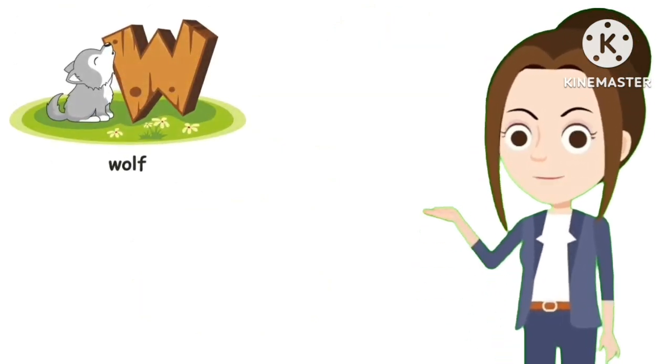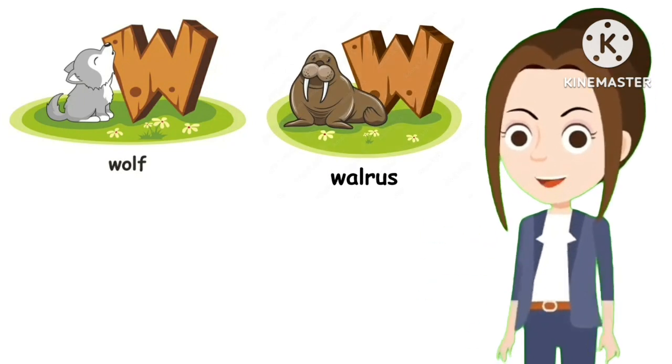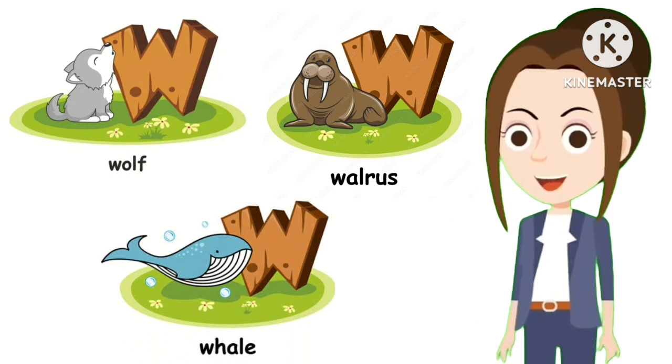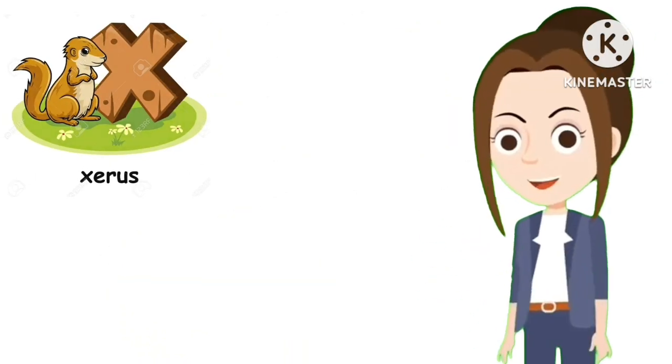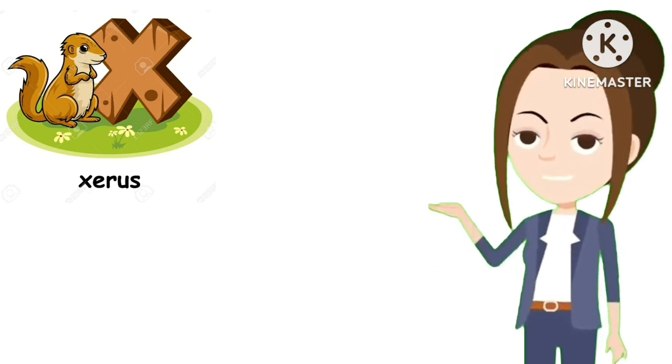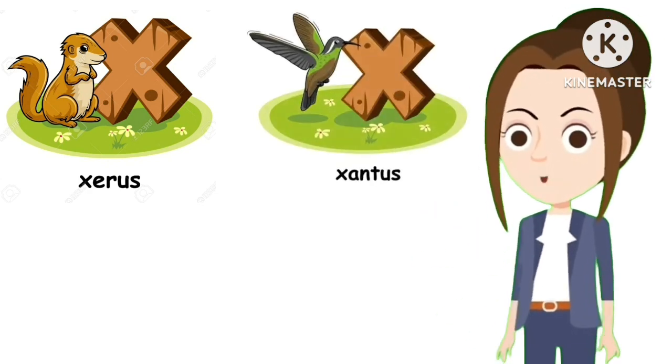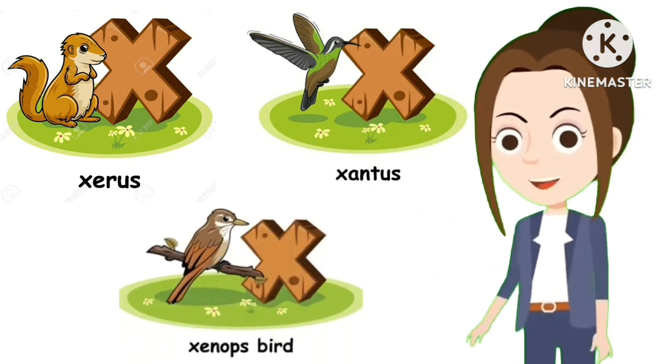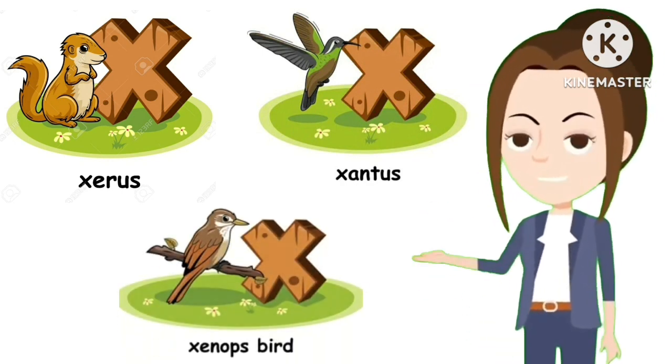W for wolf, W for walrus, W for whale. X for xerus, X for Xanthus, X for Xenops bird.